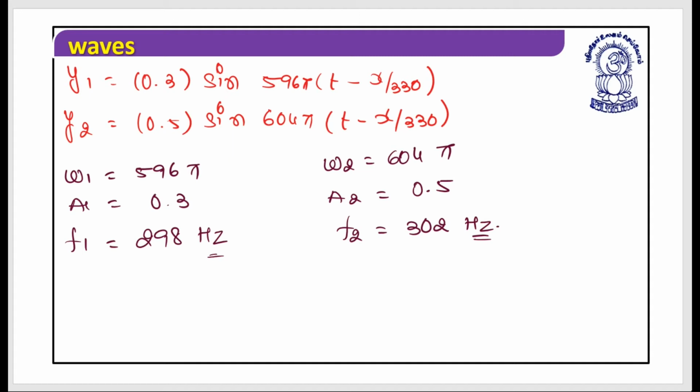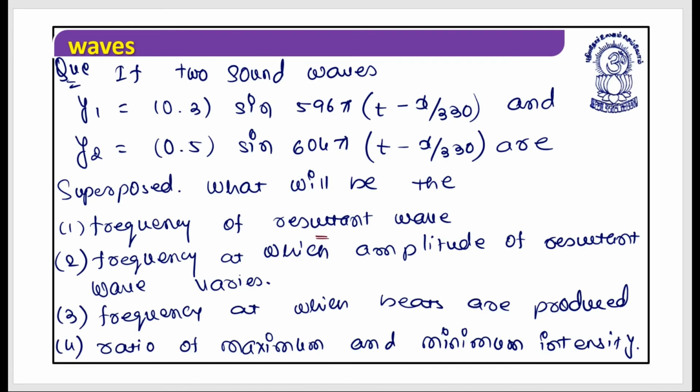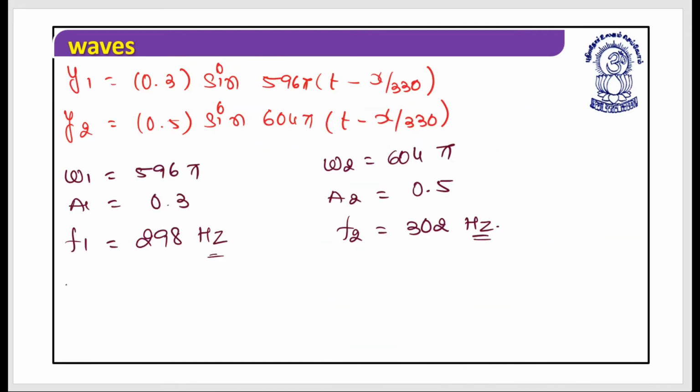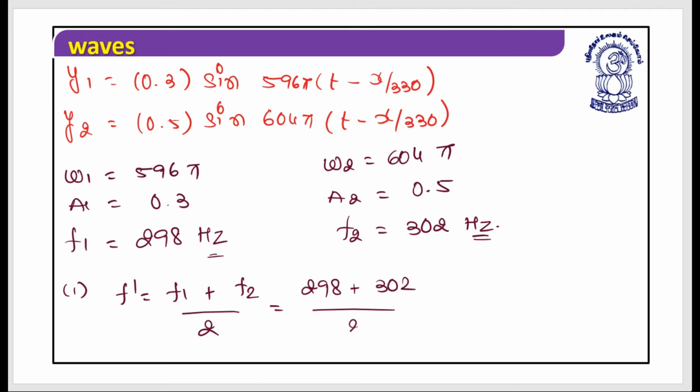First, the frequency of the resultant wave is required. So the frequency f dash would be equal to f1 plus f2 by 2. This is equal to 298 plus 302 divided by 2, which is equal to 300 hertz. Is that clear?